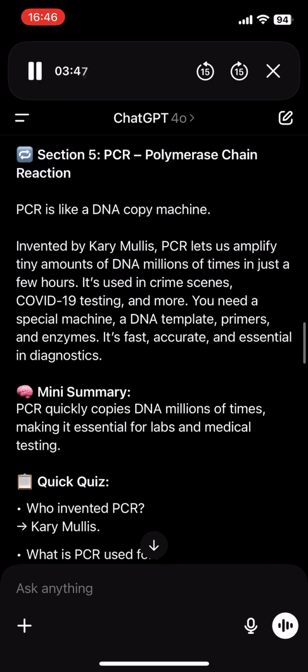You need a special machine, a DNA template, primers, and enzymes. It's fast, accurate, and essential in diagnostics. Mini summary: PCR quickly copies DNA millions of times, making it essential for labs and medical testing.